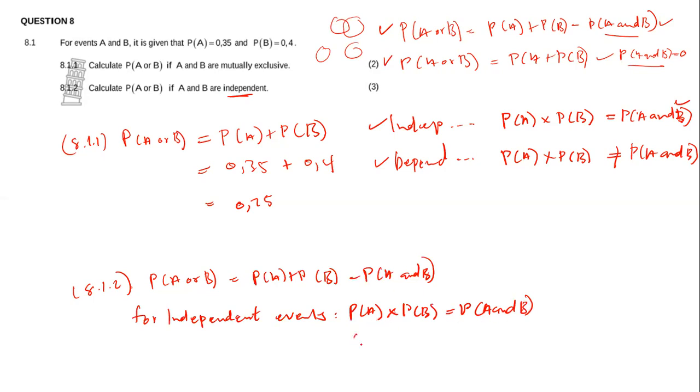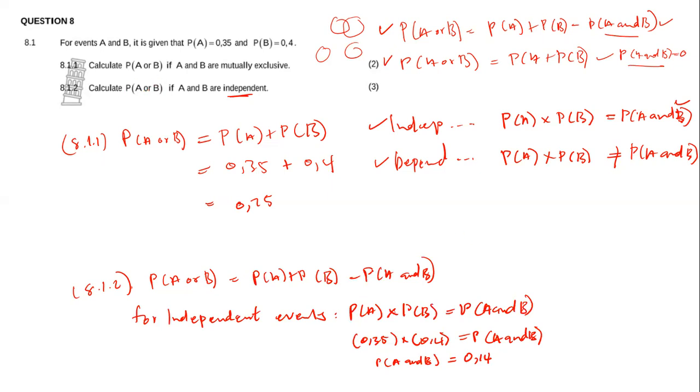So what is probability of A? The probability of A is given to be 0.35. What is the probability of B? It is given to be 0.4. Multiplied, that is equal to my intersection, which is probability of A and B. And therefore, what will be probability of A and B? Now I find out on my calculator that it is 0.35 multiplied by 0.4. How much do I get? Actually, I get 0.14.